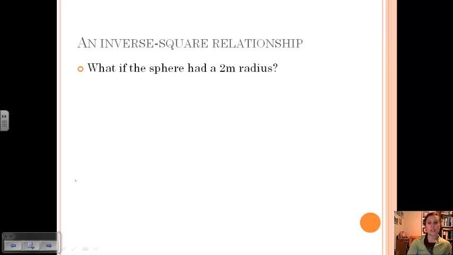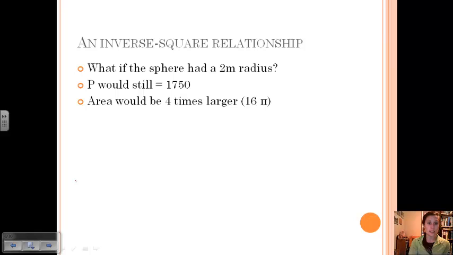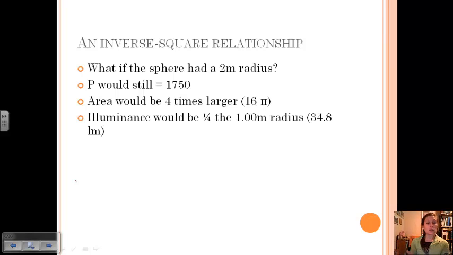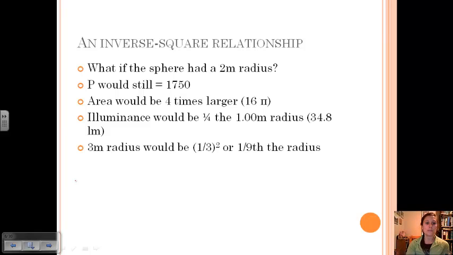So what if the sphere, instead of being 1 meter in radius, was 2 meters in radius? Well, the luminous flux would still be the 1,750 because we haven't changed out the light bulb, so that's staying the same. But now it has a larger area that it needs to illuminate. Now it's 4 times larger because the radius is squared, and this becomes 16 pi. So the illuminance is going to be 1/4 the 1 meter radius. Because we have this much larger area to illuminate, it's going to get illuminated less overall, because our light's not getting any different. So for this one, it would be 34.8 lumens.